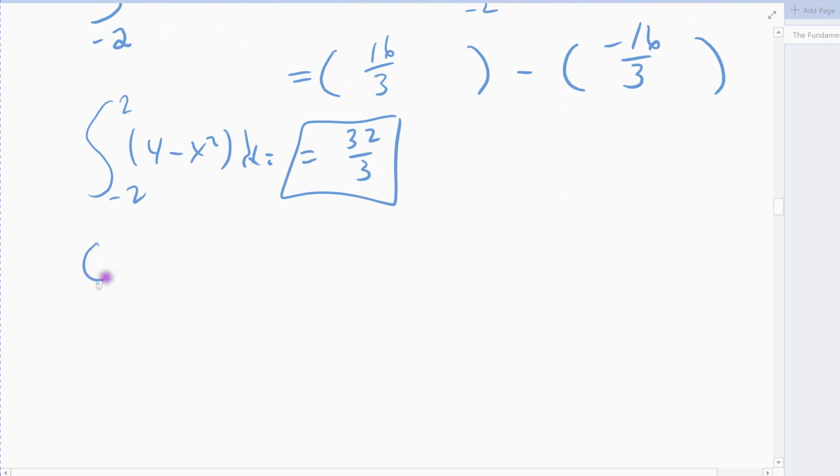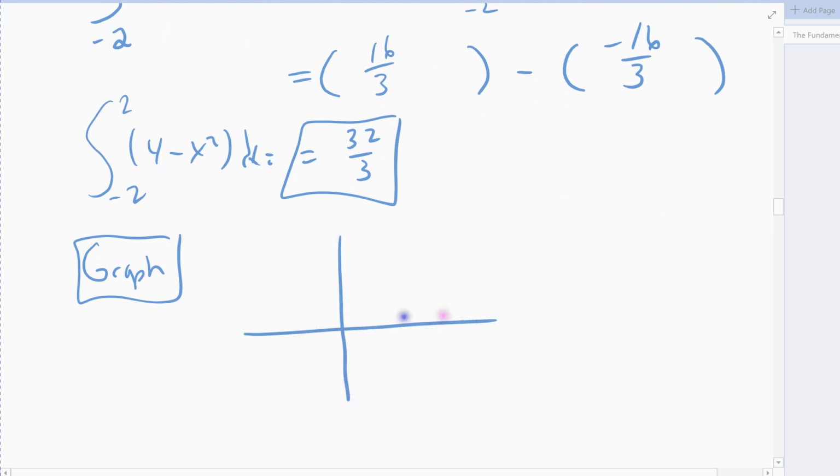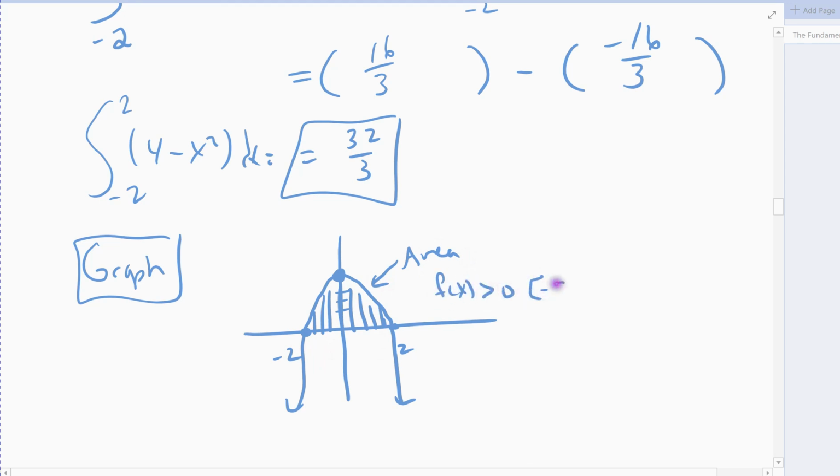Now, the graph of that, to see how that translates to the graph. I graph my function, and you can graph it on your calculator. This is a parabola opening down. It's not that hard to graph. It's x squared reflected and shifted up 4 units. So 1, 2, 3, 4. It crosses at negative 2, crosses at positive 2, and opens down. Since I'm integrating from negative 2 to 2, this is the region we found. In this case it does equal area, since f of x is greater than or equal to 0 from negative 2 to 2. The area is equal to the integral.